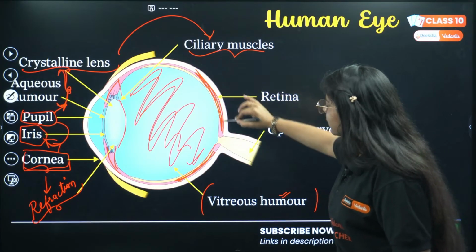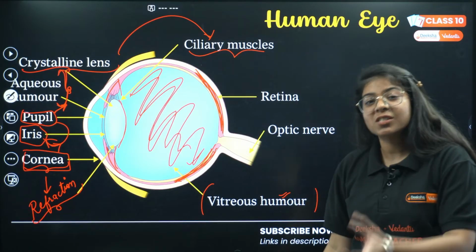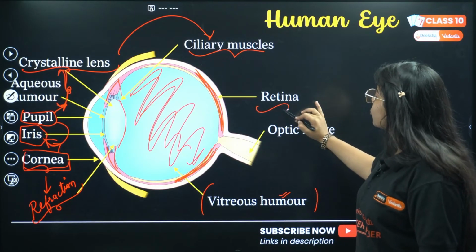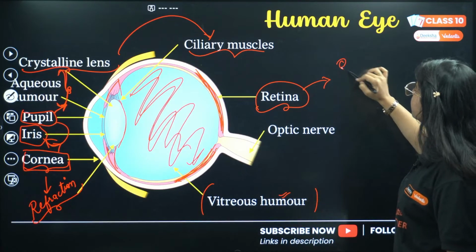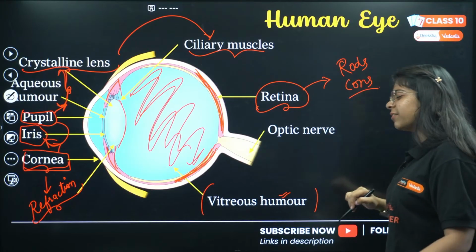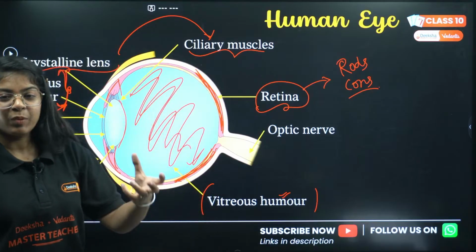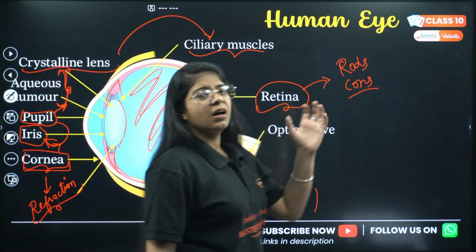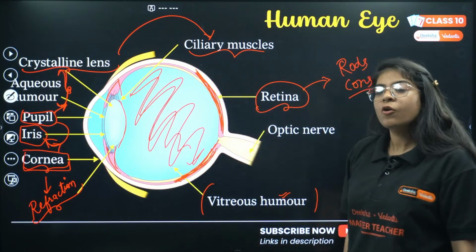Then this screen that I'm talking about, where the image is formed, is called the retina. It has some light sensitive cells, rods and cones, which help to identify the brightness, the intensity and color of the light that is incident on this retina. So this is just a screen where the image is formed.